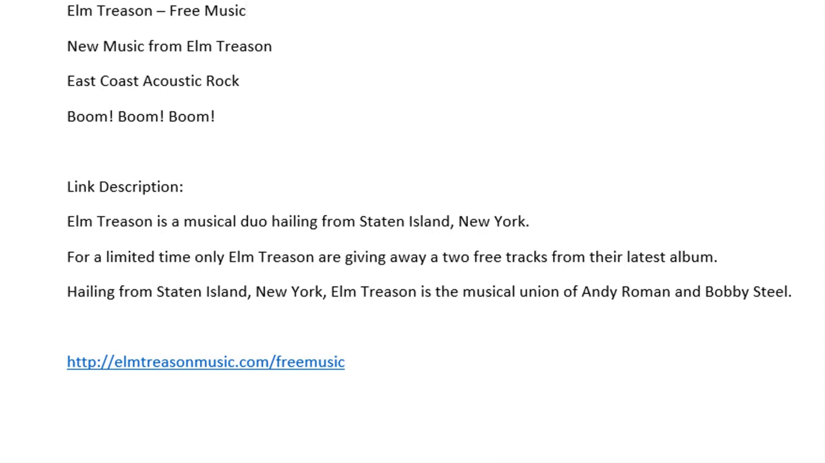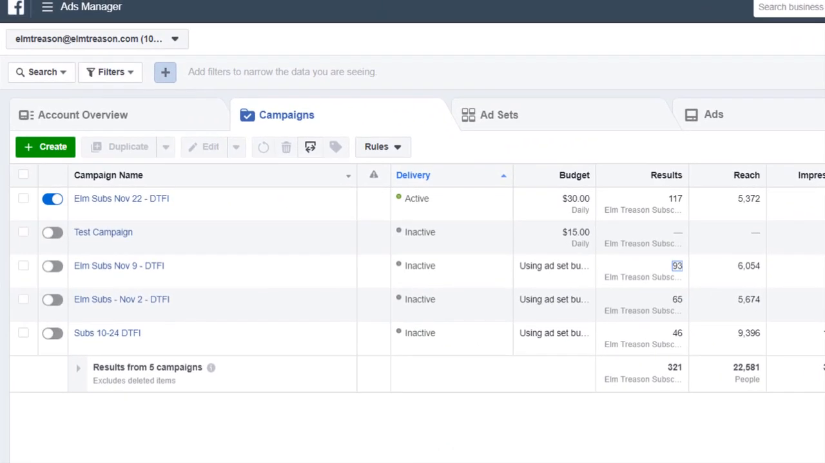So once you have all those things together, it's really pretty simple using a relatively new feature called Dynamic Creative. Let's pop on over to my Ads Manager. All right, here we are. Once again, we're looking at Elm Treason's campaigns. And again, a big thanks to you guys for letting me use this for this tutorial.